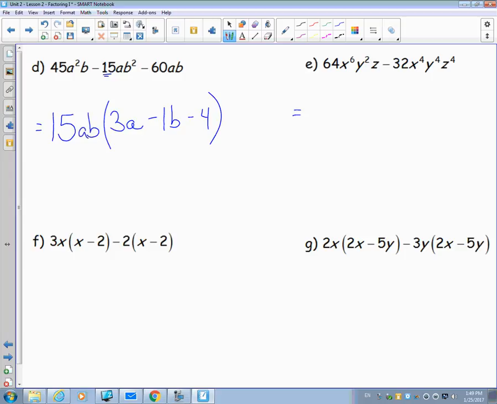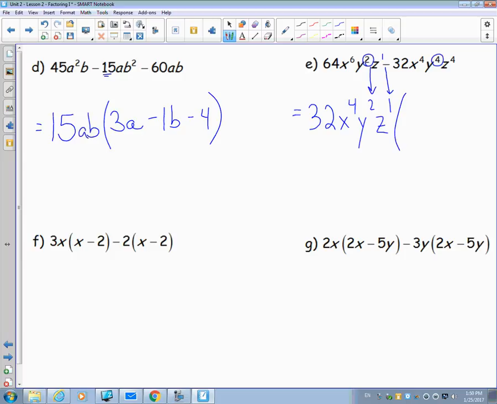I tried the small number. Are they both divisible by 32? Yes, they are. They both have x's. How many x's? Well, the first part has 6, and the second part has 4, which means they both have at least 4 in them. And the y's, they both have at least 2. And the z's, they both have at least 1. Again, a little hint, look for the smaller exponent. So I compare y^2 and y^4. What's smaller? Oh, 2 is smaller. That's why I picked 2. z^1 and z^4. Well, 1 is smaller. That's why it was z^1.